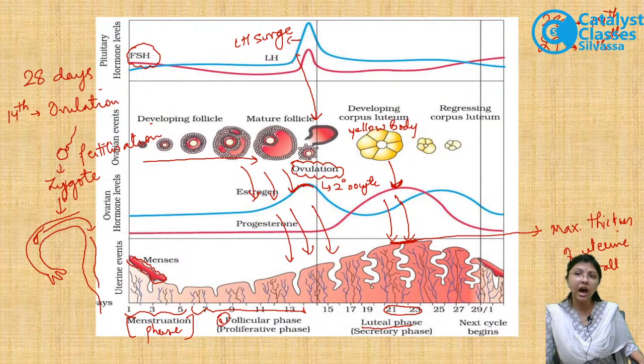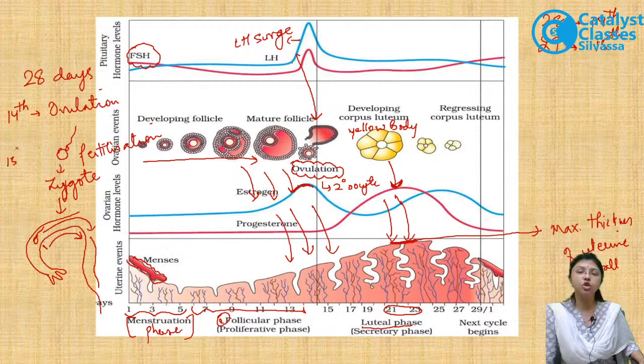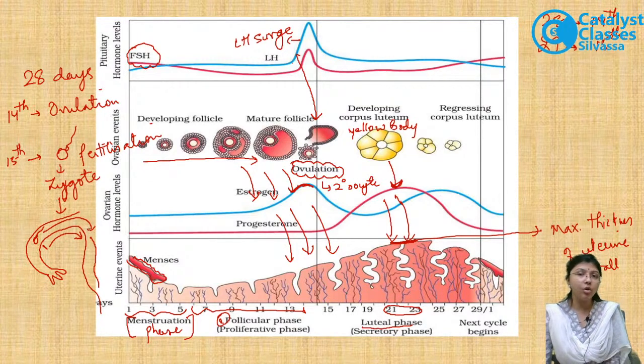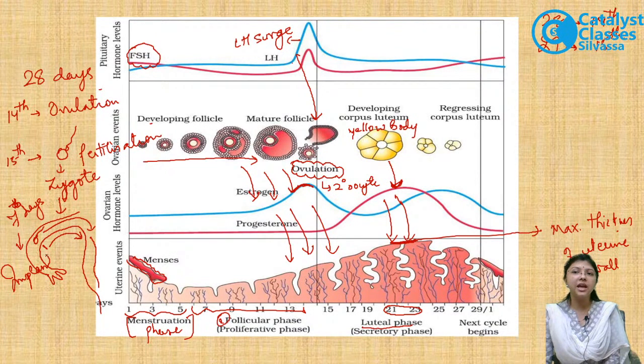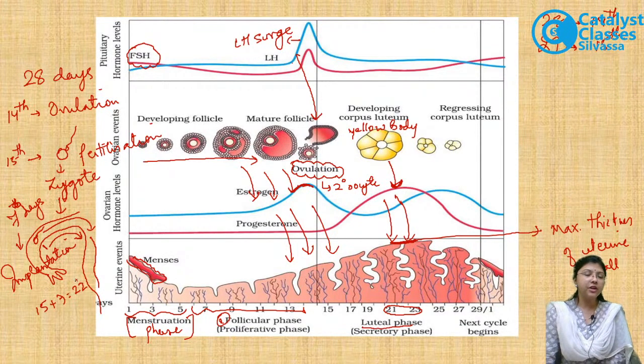To come from here to here takes this much time. Once the zygote is formed, let us suppose fertilization has taken place on the 15th day. From the 15th day, the zygote has to reach the uterus. For this it requires approximately 7 days. How many days are required? 7 days. So I can say that after 7 days of fertilization, implantation is going to take place. If you do 15 plus 7, you will get 22.